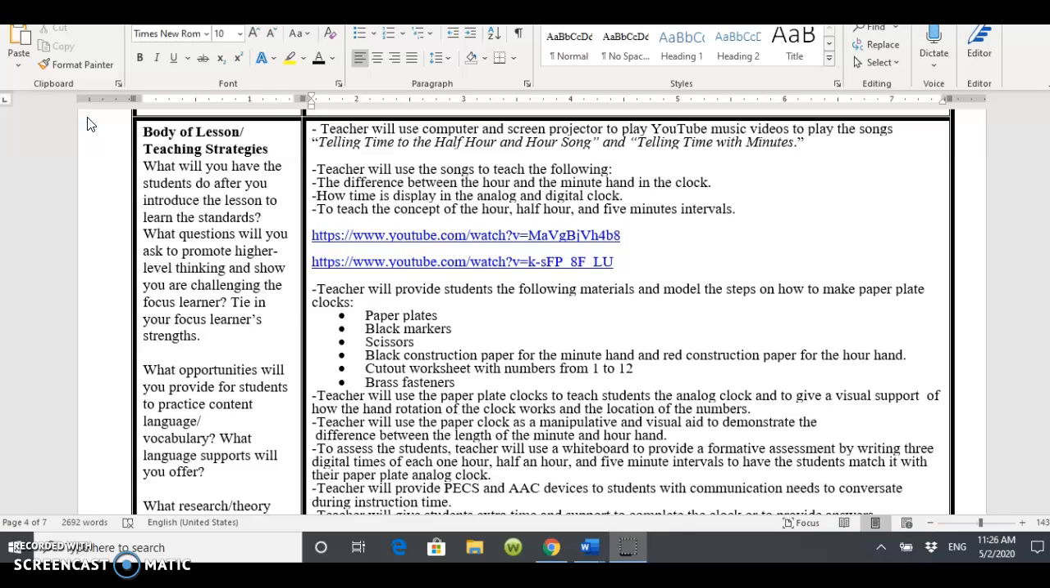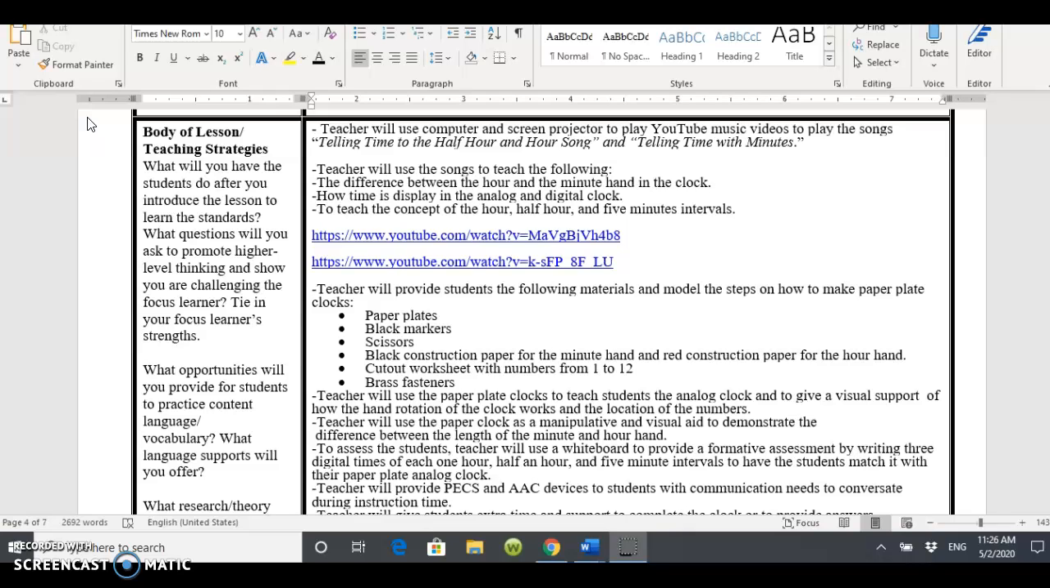Body of lesson teaching strategies are as follows. Teacher will use computer screen projector to play YouTube music videos to play the songs, telling time to the half hour and hour song, and telling time with minutes. Teacher will use the songs to teach the following: the difference between the hour and minute hand in the clock, how time is displayed in the analog and digital clock, and to teach the concept of the hour, half hour, and 5-minute intervals. The links are provided below.